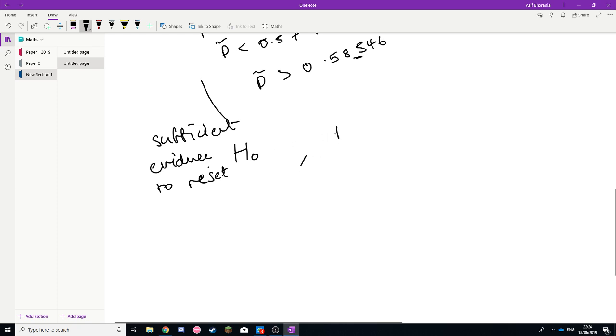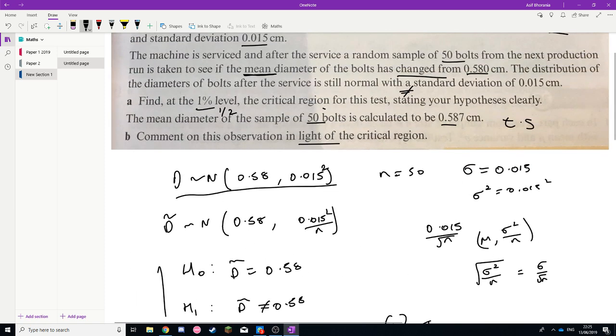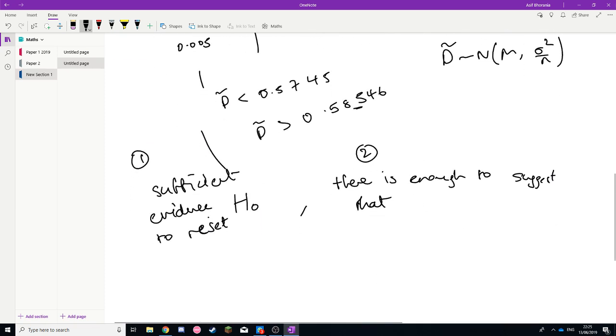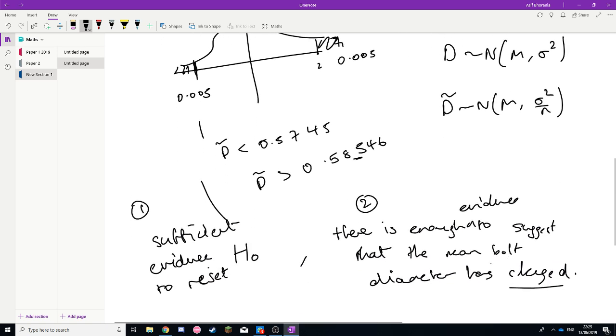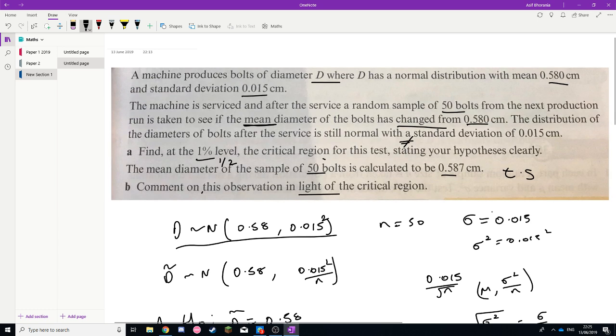There is enough evidence to suggest that the mean. So point one, accept or reject H naught. And the second point is in context. You have to bring the observation in context. So there is enough evidence to suggest that the mean bolt diameter has changed. That's it. We don't need to say more or less. Just say it's changed. Good enough. That should be the full marks for this question.